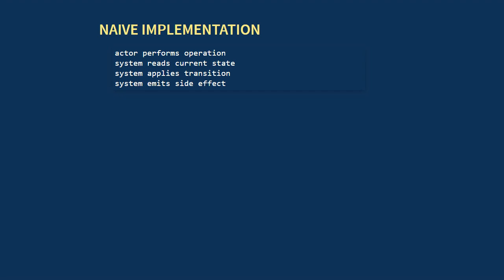Consider the naive workflow. An actor performs an operation, then the system reads the state, applies the transition, and emits a side effect. What's the flaw in this approach? It exposes the system to concurrency issues where operations can interleave unexpectedly.